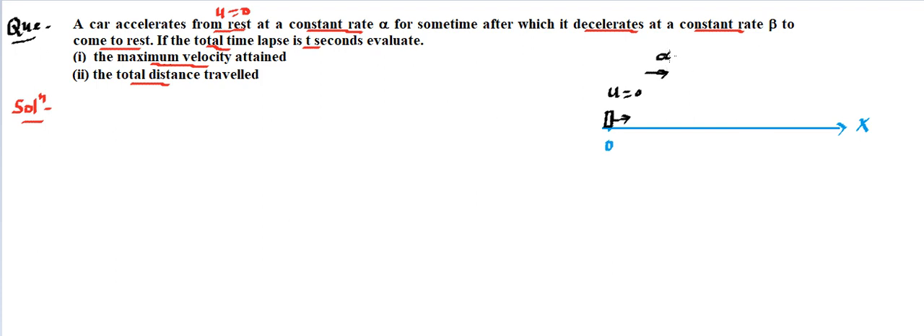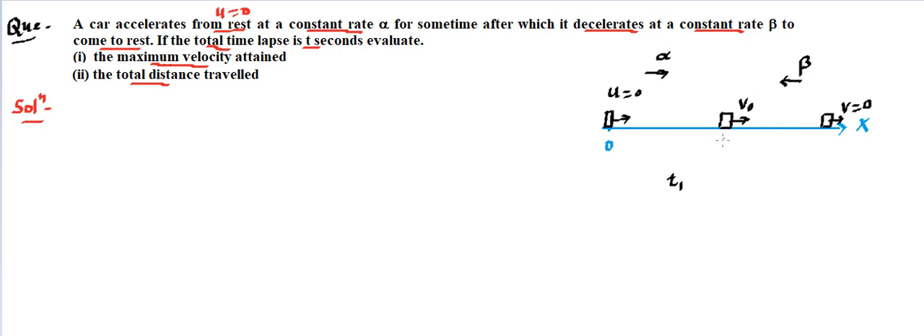This acceleration alpha acts for a certain time duration. Up to this point it is accelerating and acquires some velocity, let's say v0, and let's say the time taken in this first journey is t1. After that it decelerates at a constant rate. Since it is deceleration, we make it negative, so that's beta, and finally it reaches this location where its velocity becomes 0, that means it comes to rest. So it started from rest and came to rest finally.